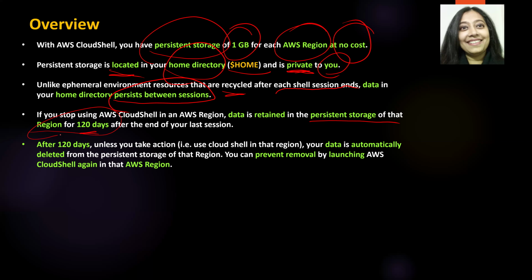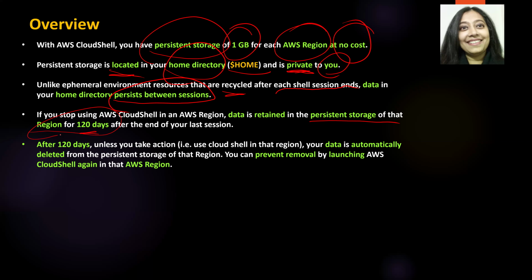And there's a very easy way, of course, if you don't take any action. The easiest way to prevent removal is by launching AWS Cloud Shell again for that particular region. Remember, it's region-based. So AWS Cloud Shell, in very simple words, gives you persistent private storage of 1 GB per AWS region at no cost. And whatever you put in this private storage, which is primarily your home directory, it is private to you and is available for 120 days post the end of your last session.